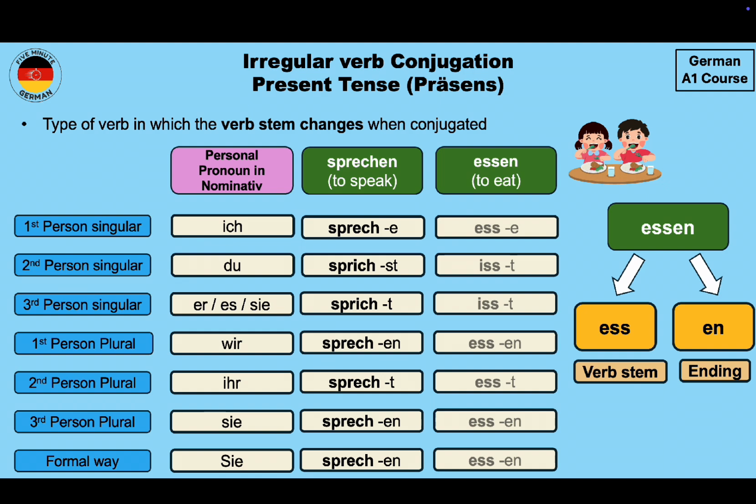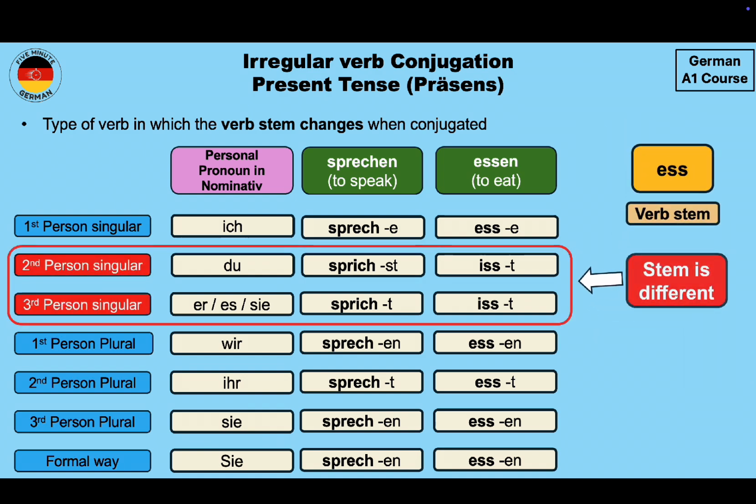Now here you see the verb essen, where I have separated the verb stem and the ending, and you see again that the second person singular and third person singular stems are different, and for all the other cases they are the same. So this is something that you should keep in mind, that in case of irregular verbs in the present tense, the stem changes only for second person singular and third person singular.